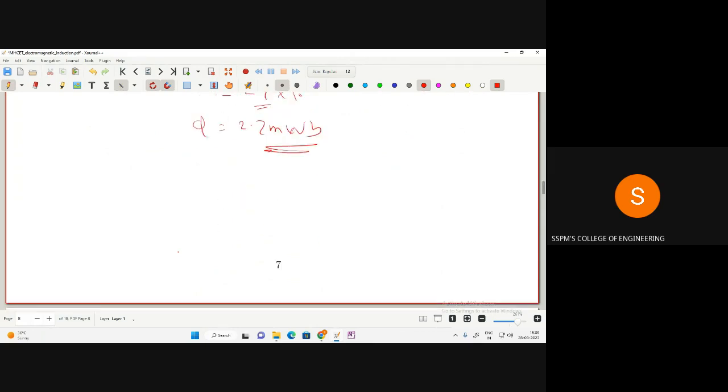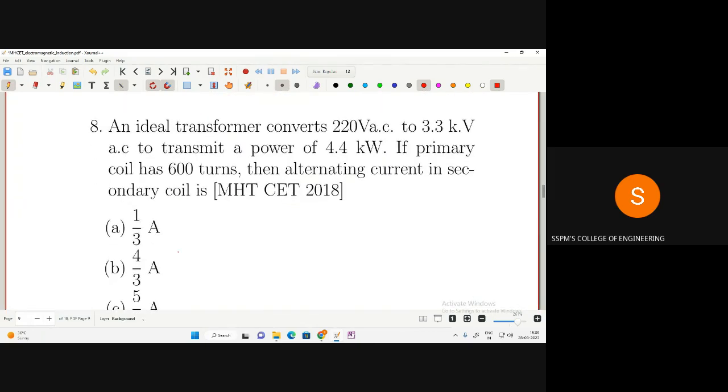The next example is based on ideal transformer. It's a very easy example. A transformer is given and it converts 220 volt to 3.3 kilovolt to transmit the power of 4.4 kilowatt. The primary coil has 600 turns. Then alternating current in secondary coil. So you have to find out the current in the secondary coil.